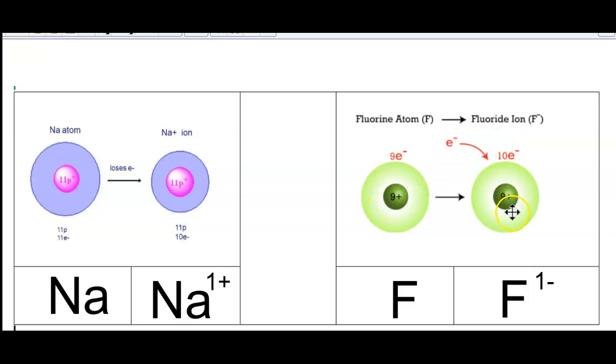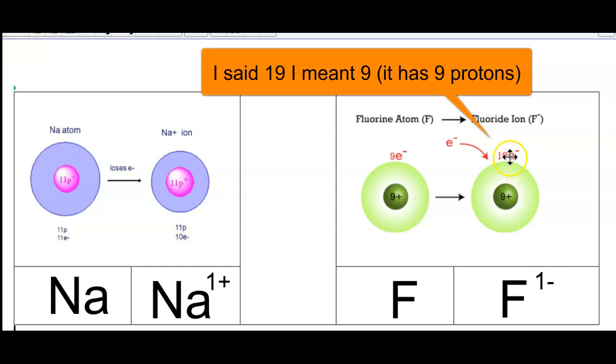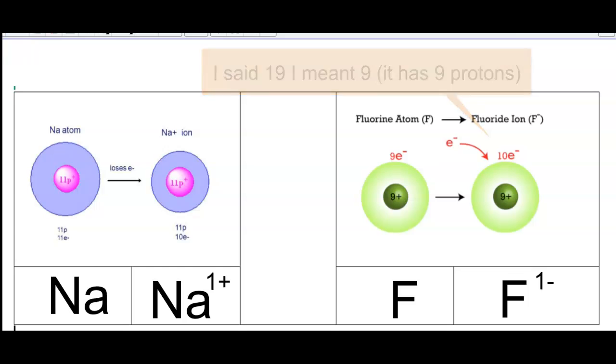It gains an electron, so now it has 9 protons but 10 electrons, so therefore it has a 1- charge. It has more negatives than positives. Please fill in your symbols in the appropriate spaces on your paper. Do not worry about the superscript if you can't figure out how to do it on your Chromebook. Just get it as a +1 and a -1.